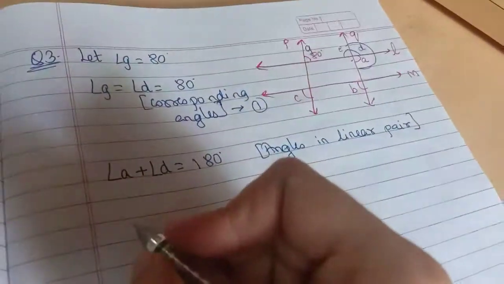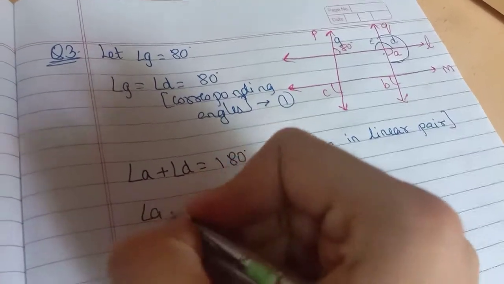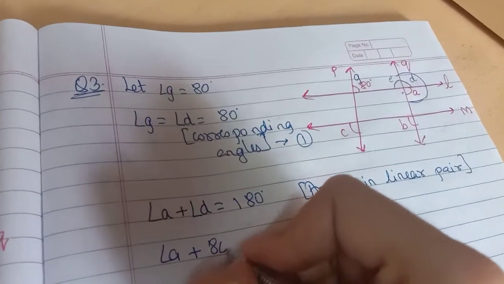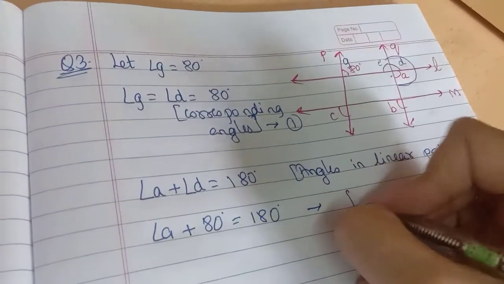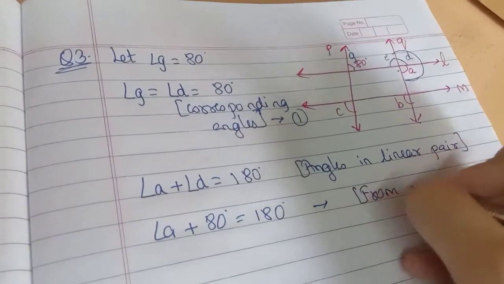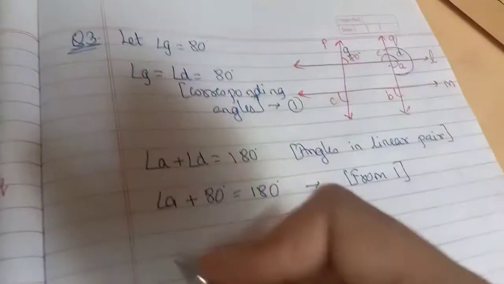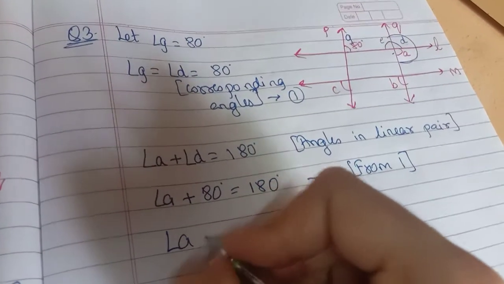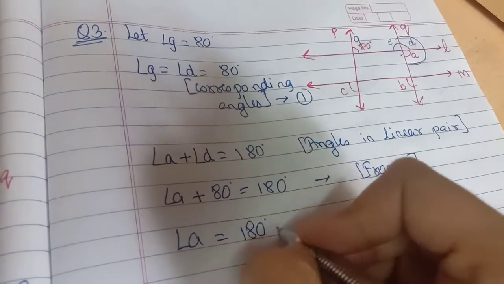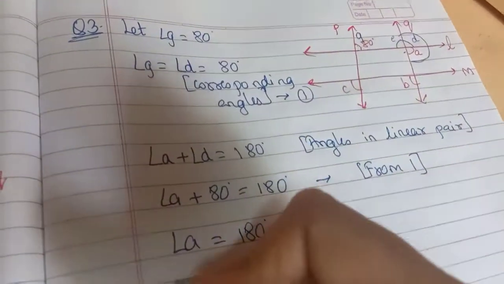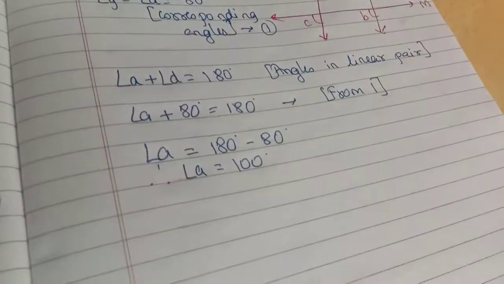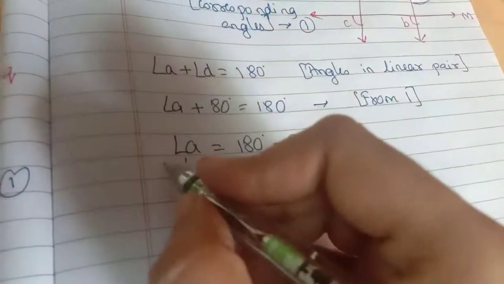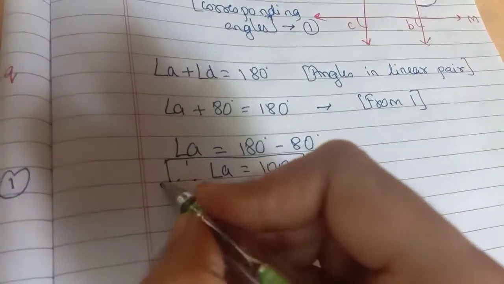Okay, so I will substitute it as angle A plus 80 degree is equal to 180 degree. This I got from 1. So therefore angle A is equal to 180 degree minus 80 degree. So therefore angle A is equal to 100 degree. I got my answer as angle A equal to 100 degree.